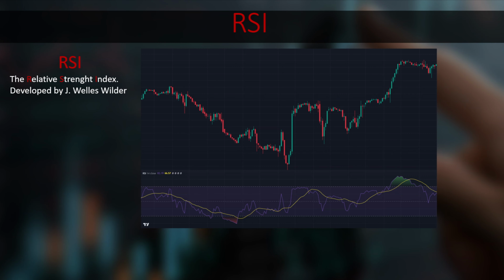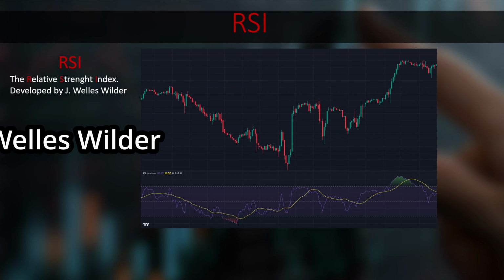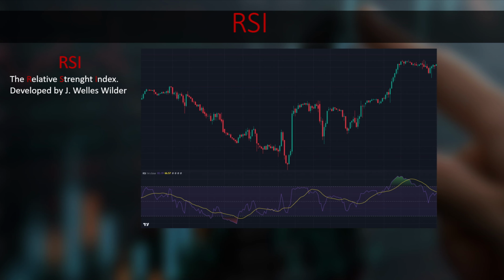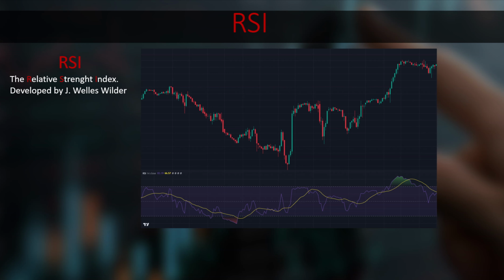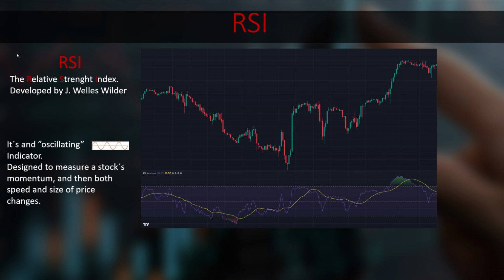Let's talk about RSI. It stands for Relative Strength Index. It was developed by J. Welles Wilder. He published a book in 1978, New Concepts in Technical Trading Systems, and it's very, very popular. I would say it's one of the most popular indicators out there. It's an oscillating indicator designed to measure a stock's momentum, both the speed and size of price changes.